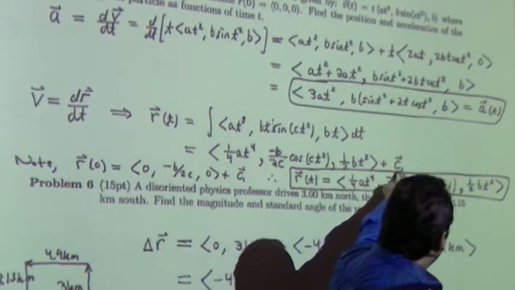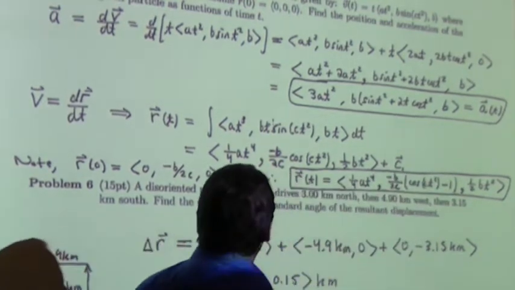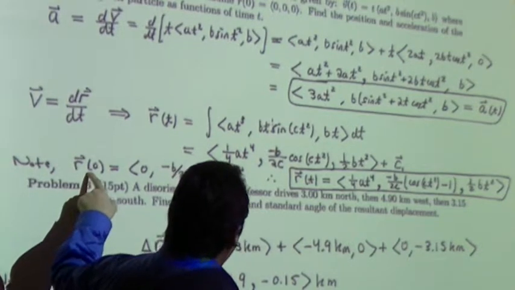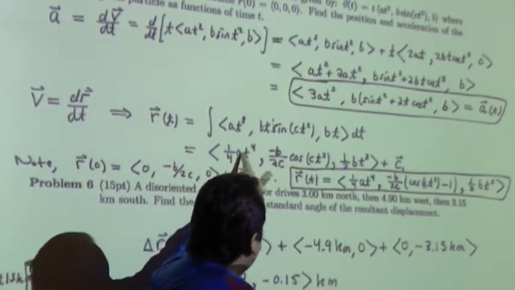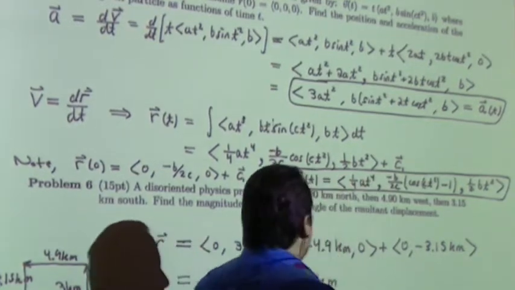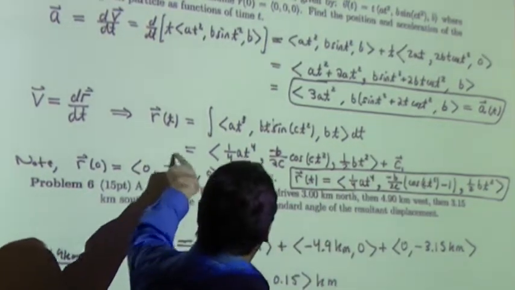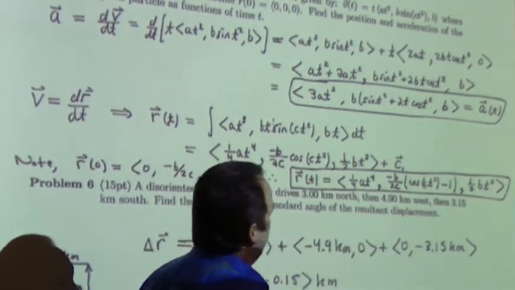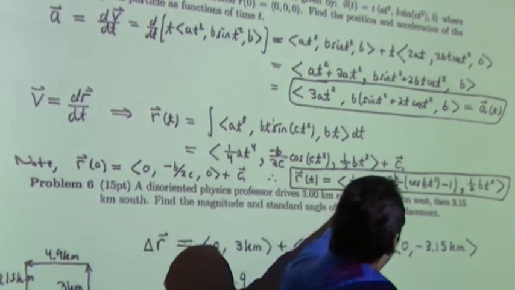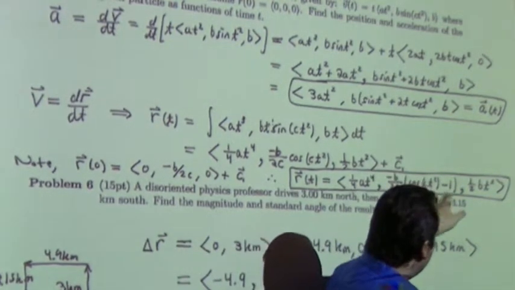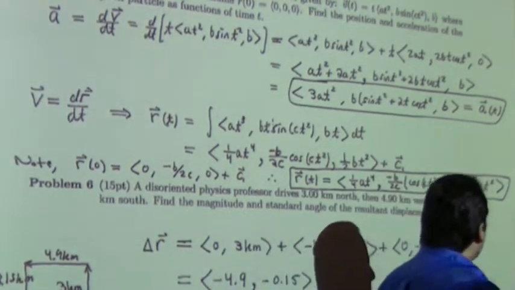Anyway, plus some constant vector, which we don't know yet. But I tell you that R0 was 0, right? If you plug in t equals 0 into this vector, I get 0 minus b over 2c, 0. Which then tells me that c1 is in fact plus this. And so then that gives me this position function, 1/4 at to the fourth minus b over 2c cosine of ct squared times 1, and then 1/2 dt squared.